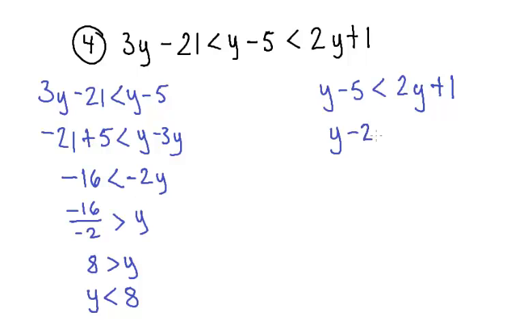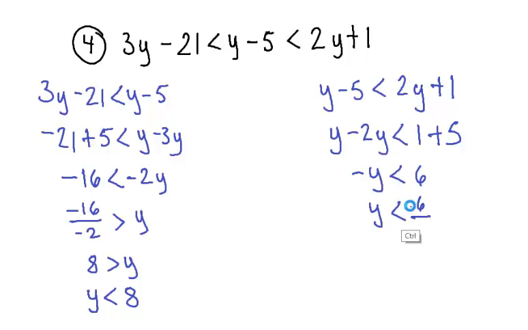Y minus 2y less than 1 plus 5. Y minus 2y will be negative y, less than 1 plus 5, which will be 6. This minus of the y is a minus 1 that we're going to pass to the y, so it'll be, okay, I made a mistake. Remember, when you pass to the y a negative, you change the sign, right? So 6 divided by minus 1 will be y greater than minus 6.